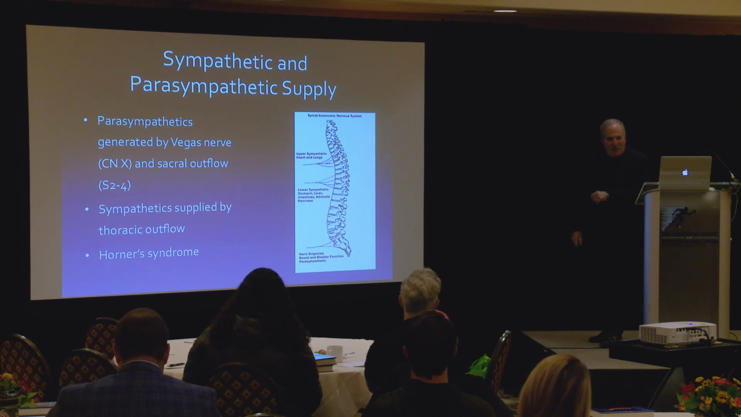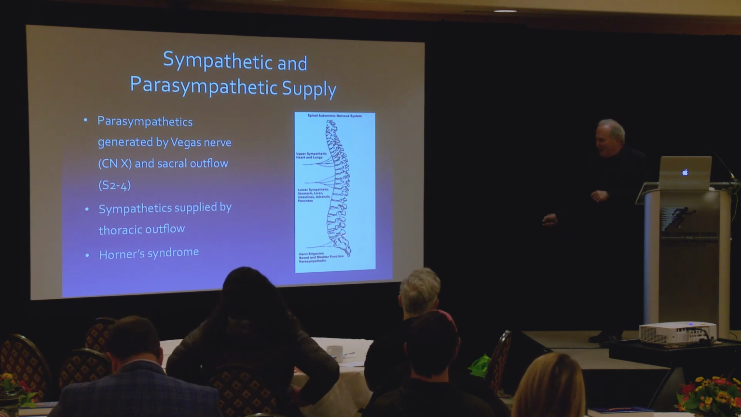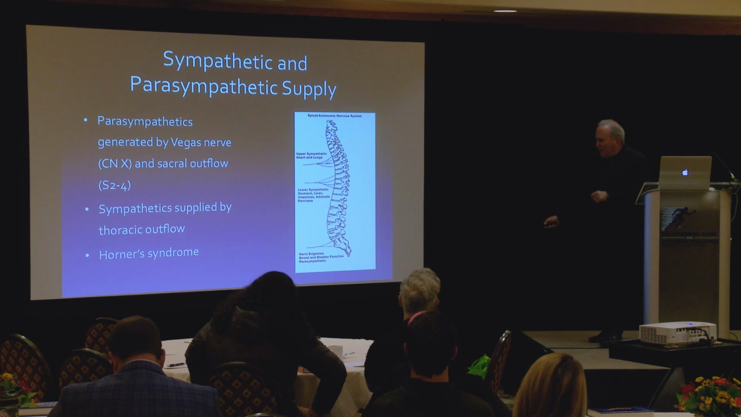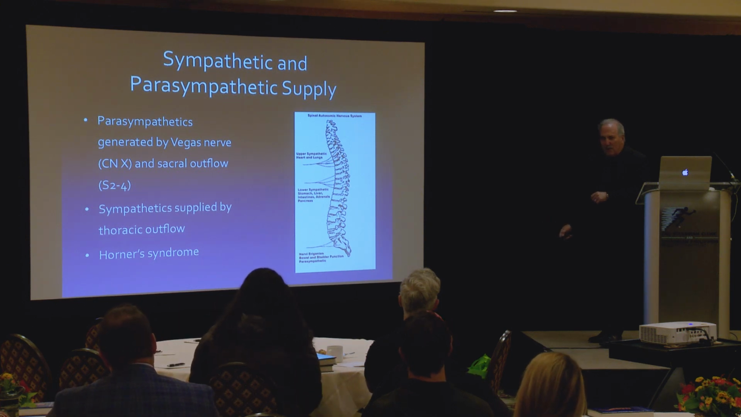S2, 3, and 4 keeps your poop off the floor. You'll never forget it now. But nonetheless, that's because you have S2, 3, and 4 nervi erigentes functioning for bowel and bladder. And that comes into play when we're talking about problems with bowel and bladder function.